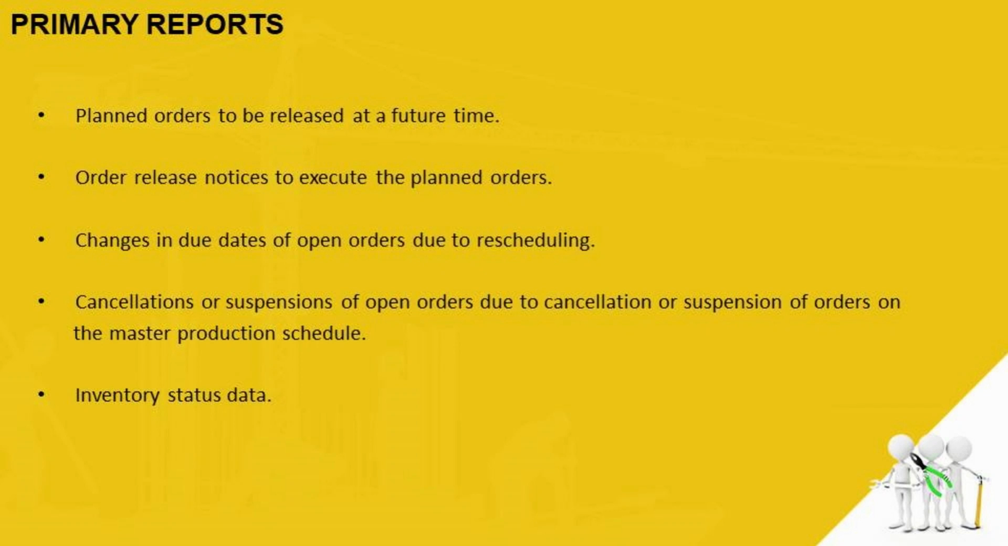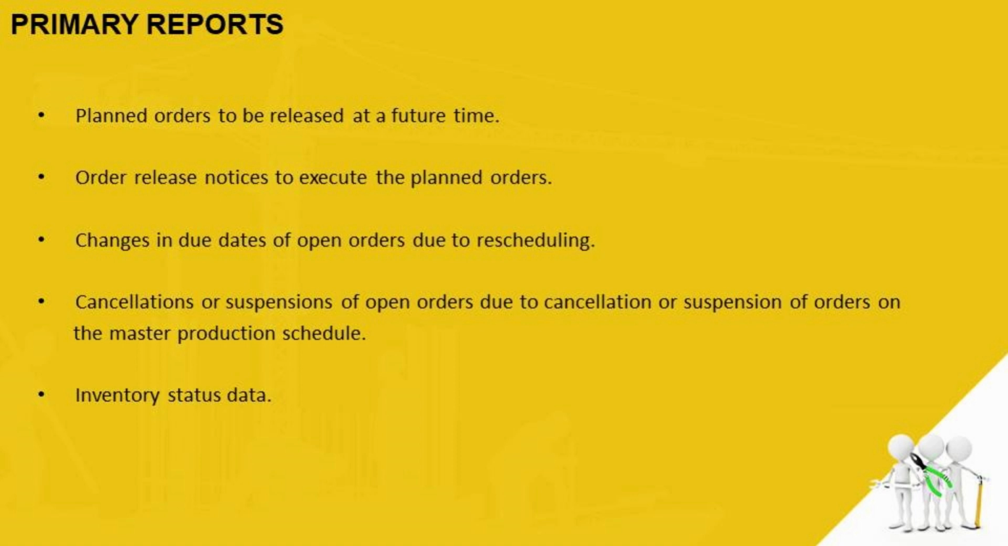MRP program generates different reports as the output, which is very much important for the production managers for taking different decisions. The various outputs of MRP programs are primary report and secondary report. See, the primary reports are the main or normal reports used for the inventory and production control.